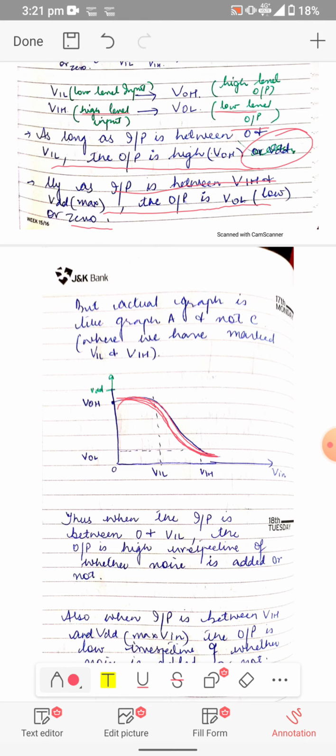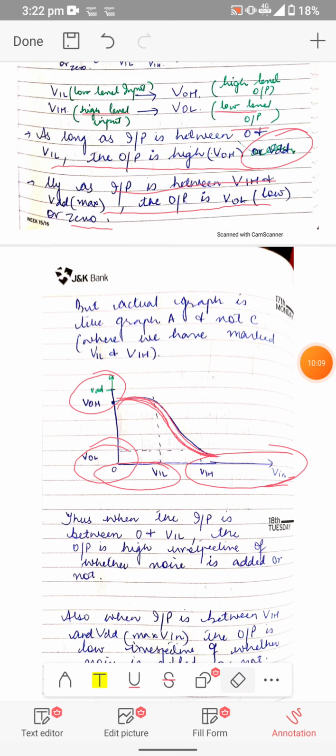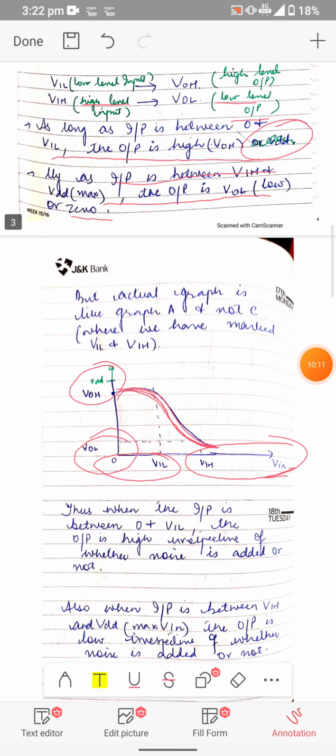Fine. So up to the point when your Vin is between this range, your output is in this range, and when your input is in this range, your output is in the range 0 to VOL. As your input is in the low range, your output is in the high range, and as your input is in the high range, your output will be in the low range. That is basically what your CMOS does.